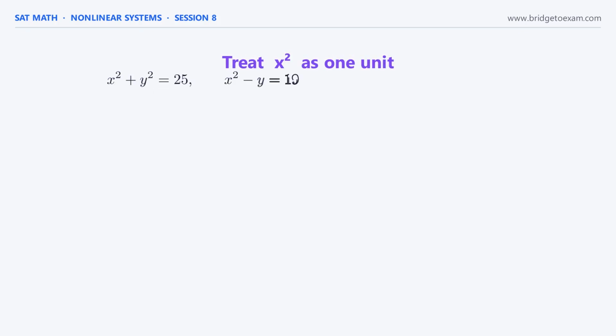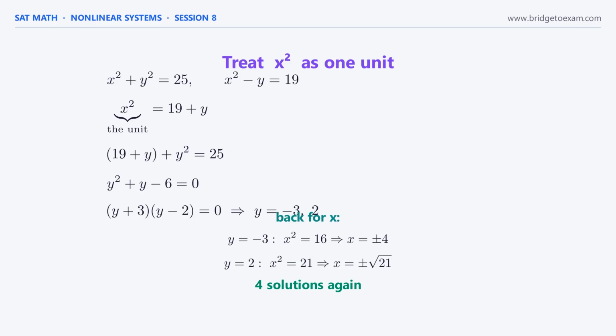Not every system is that symmetric, so here's the second big idea. Treat a repeated expression as a single unit. Take x squared plus y squared equals 25, and x squared minus y equals 19. Notice these don't line up for elimination. One has y squared, the other has a plain y. But look at what repeats. X squared appears in both. So solve the second equation for that whole unit. X squared equals 19 plus y.